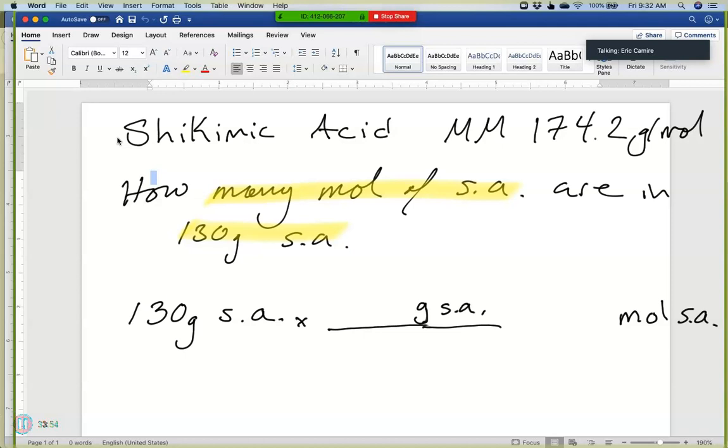Oops, I messed up. We want moles on top. So moles shikimic acid, grams shikimic acid. All right, so I figured out what units I would use, because without even dealing with the numbers, grams cancels with grams shikimic acid. So I've got the unit that I want, because my unit needs to be in moles shikimic acid. So what conversion factor can I use to finish this problem off? 1 mole of shikimic acid for the molar mass.